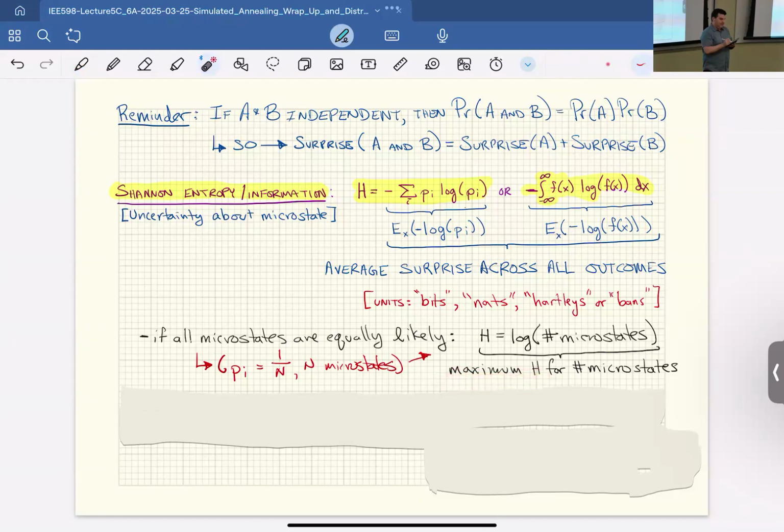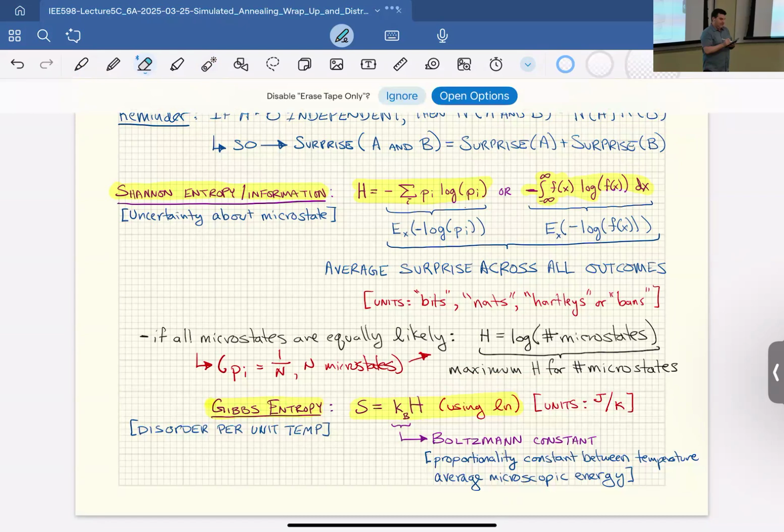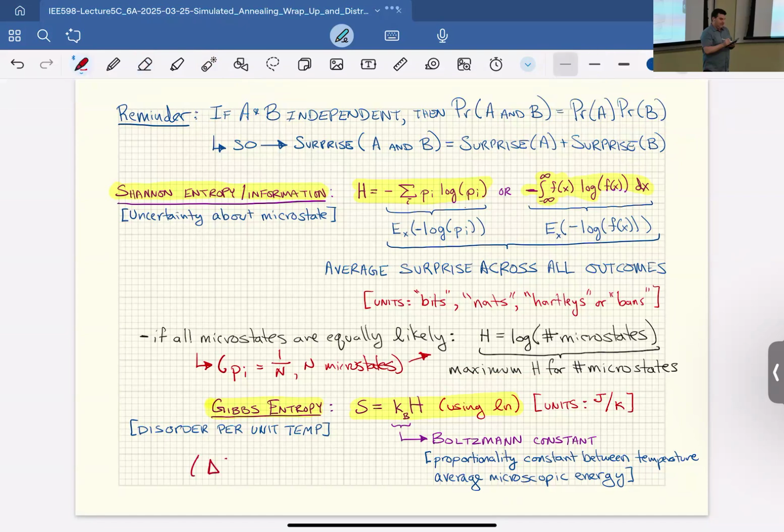And then when we finally extend that to the roots of entropy, we get the Gibbs entropy, which is denoted as S. If you take a thermo class, this is the S of the famous delta S is greater than 0 from the second law of thermo. And this just scales Shannon information by the Boltzmann constant, and it typically uses natural log. So it's Shannon information in nats scaled by Boltzmann here.